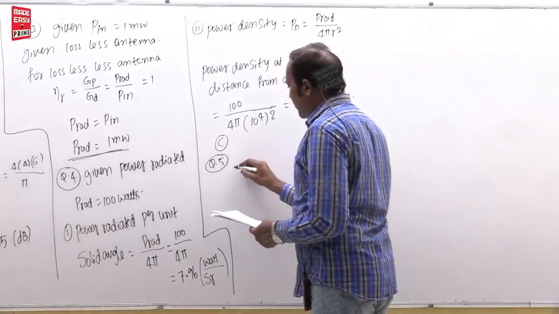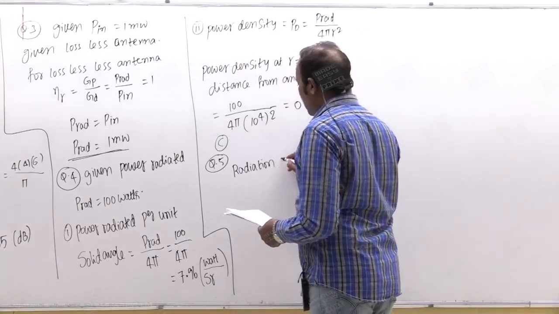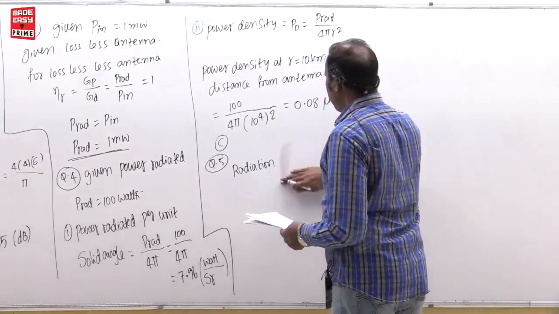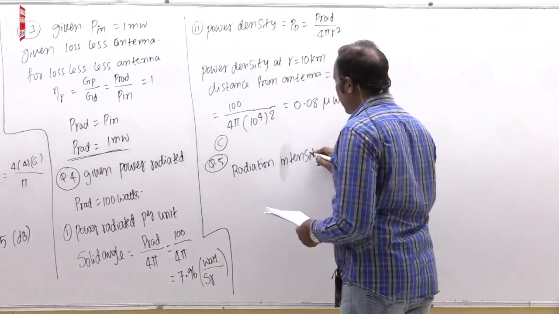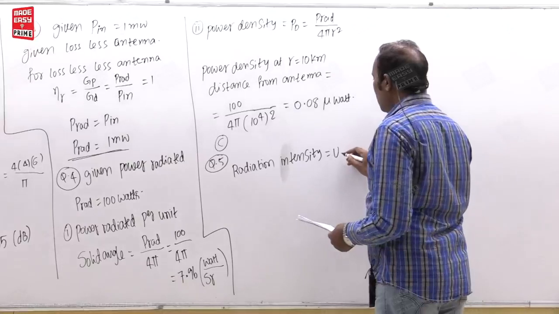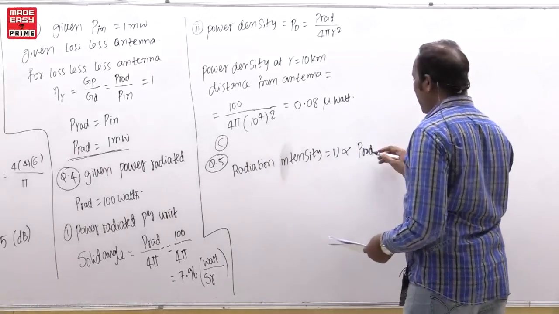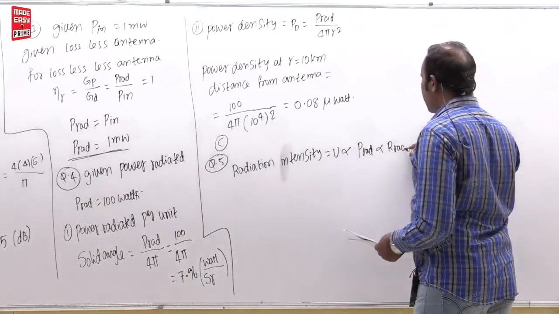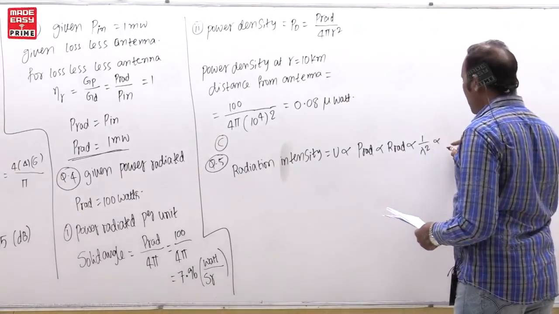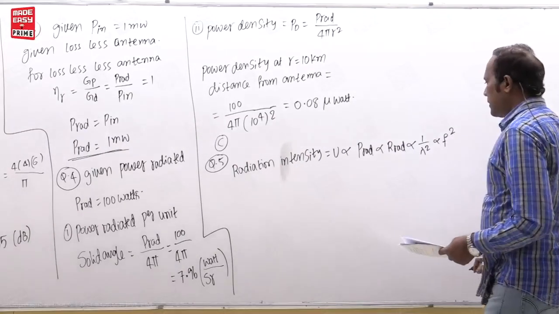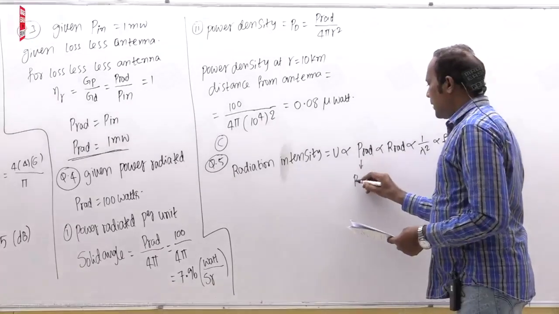So you see like this, friends. Radiation intensity U is proportional to power radiated. That power radiated is proportional to the radiation resistance. That radiation resistance is proportional to 1 by lambda square, that is proportional to the frequency square, dear students. Okay, you see the formulas. Actually this is the power radiated.